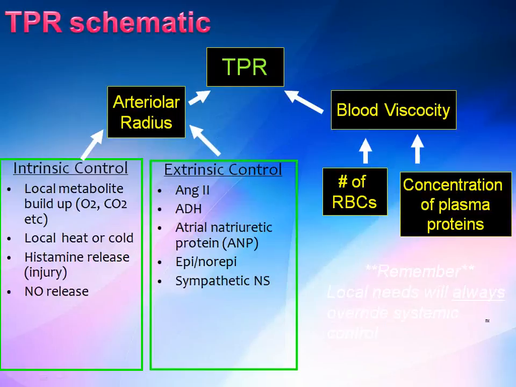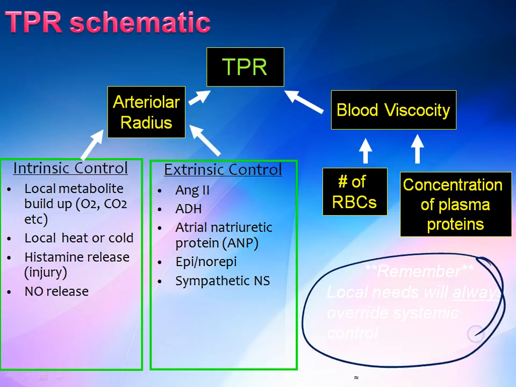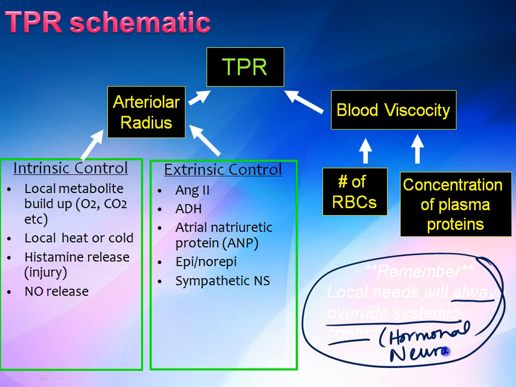And here we see a little schematic. Sorry, I forgot to change the color of this. Okay, and this is what I had already said. Remember, local needs will always override systemic control, meaning your hormonal or neural signaling.